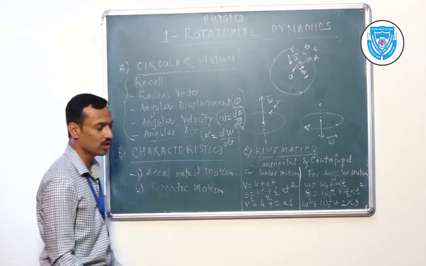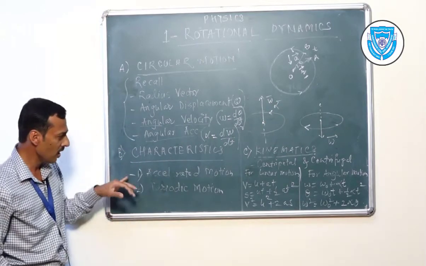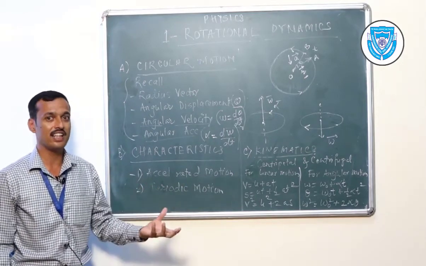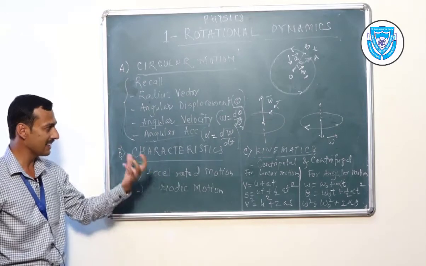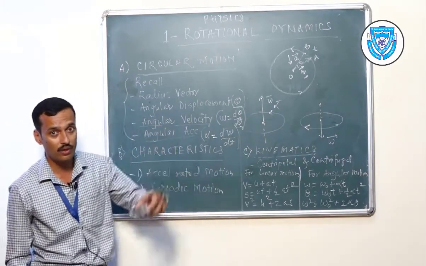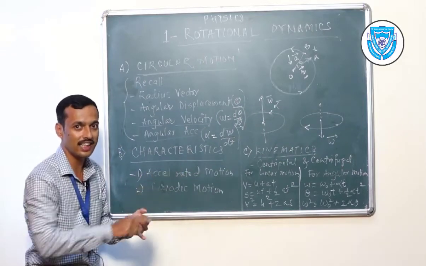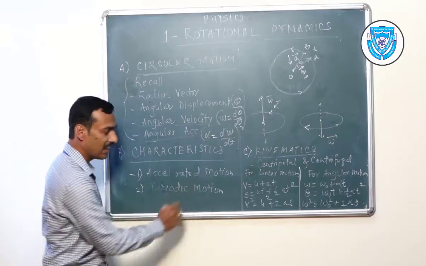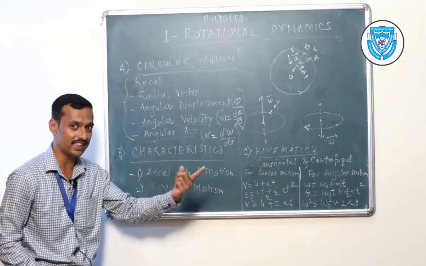Then there are two characteristics of circular motion. First one, circular motion is an accelerated motion. Now why is it accelerated motion? Again, acceleration. What is acceleration? Rate of change of velocity. When velocity changes, then there is acceleration. Here, in accelerated motion velocity changes.